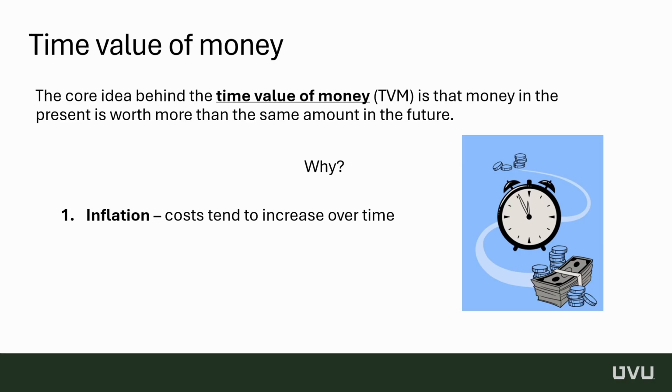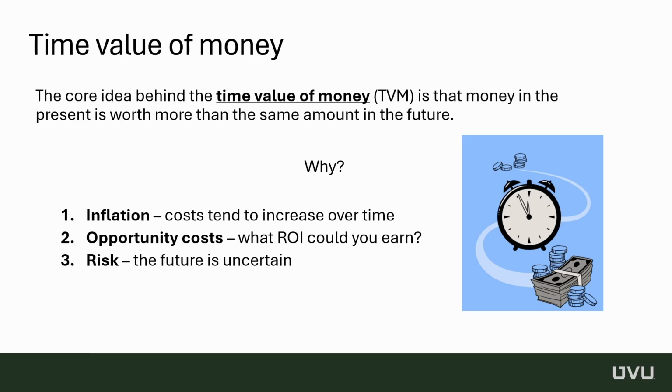First, inflation. Over time, prices generally tend to rise. That means that the same dollar may buy less in the future than it can buy today. Second, opportunity cost. If you have money today, you can use it today. You can invest it, pay down debt, buy inventory, or use it for some other purpose. But if the money is tied up until a future date, you give up those opportunities.